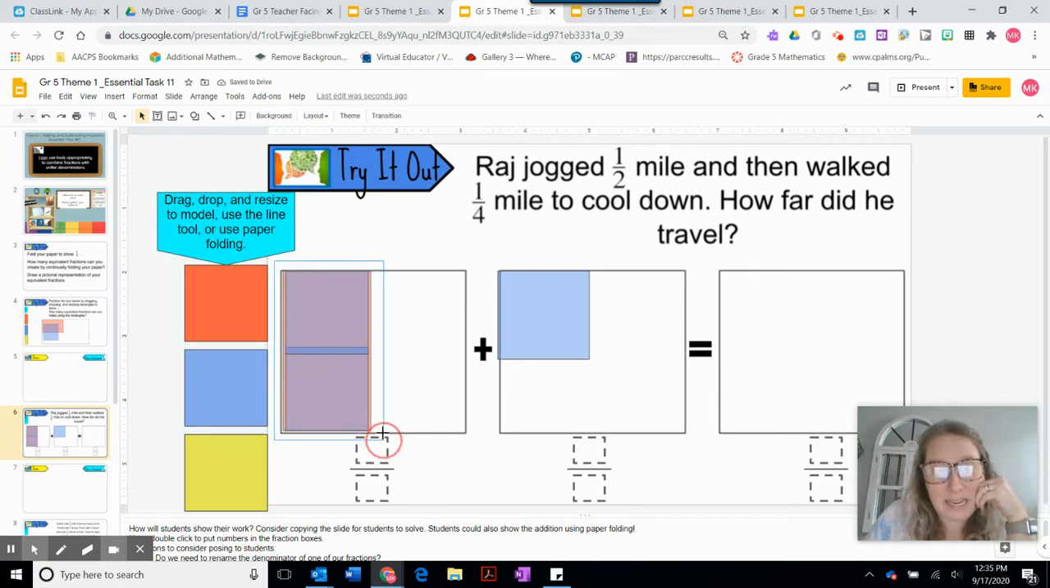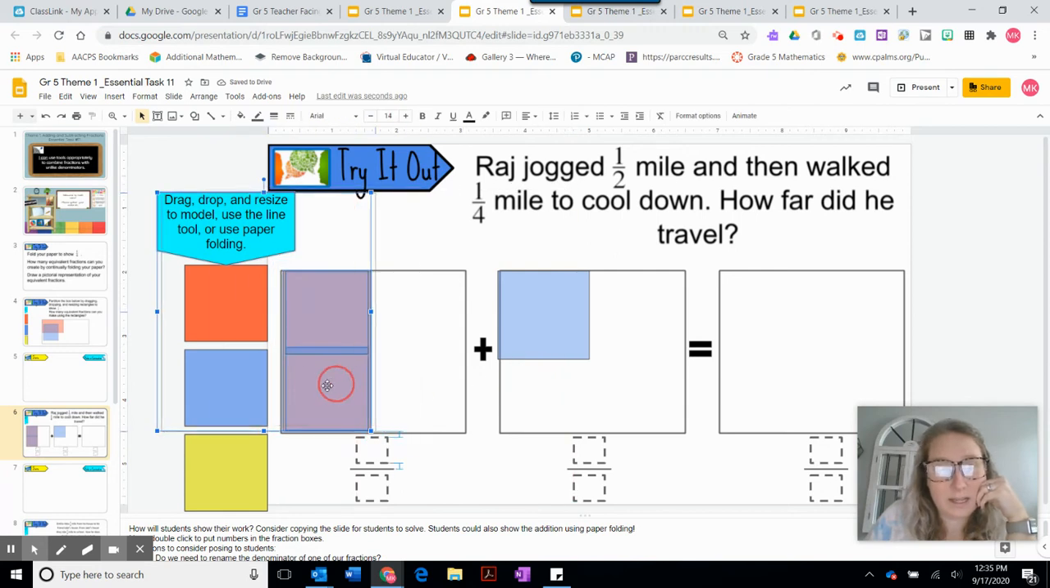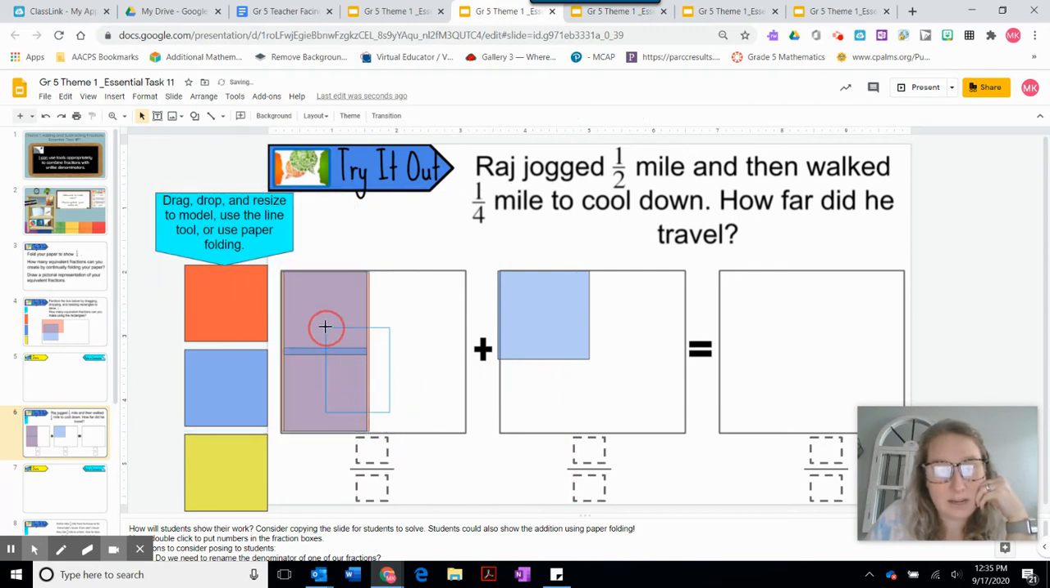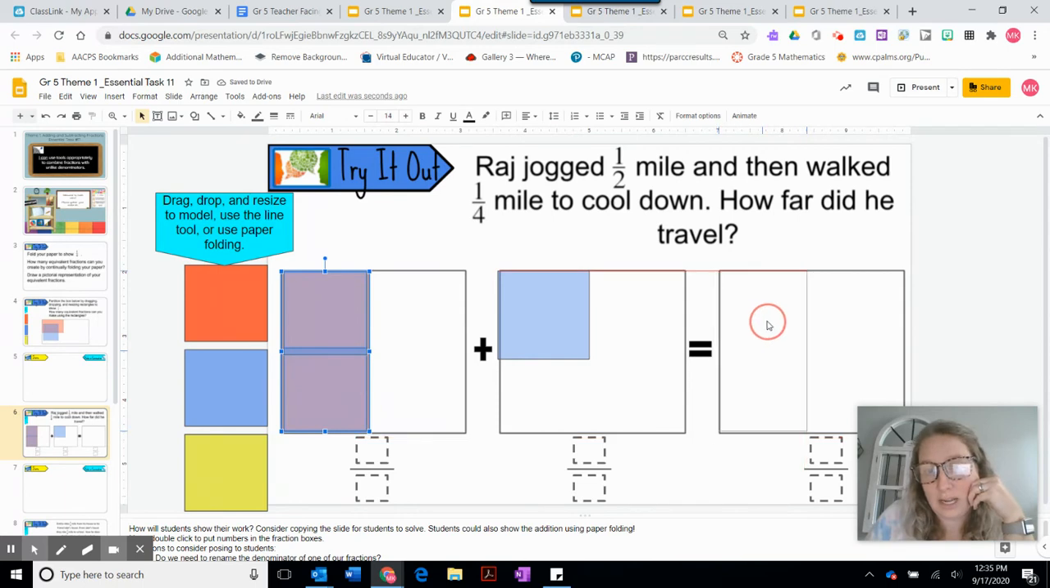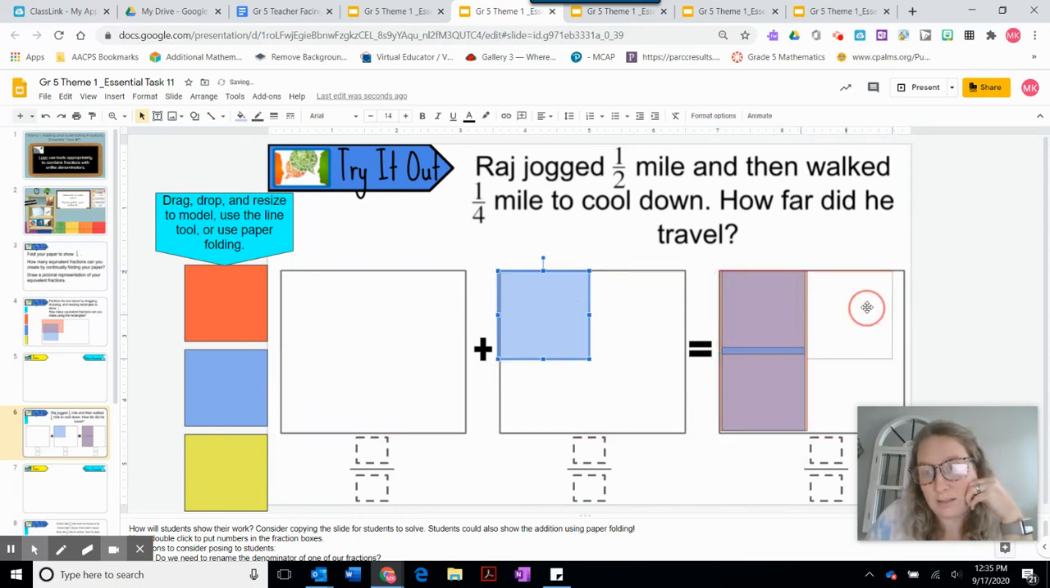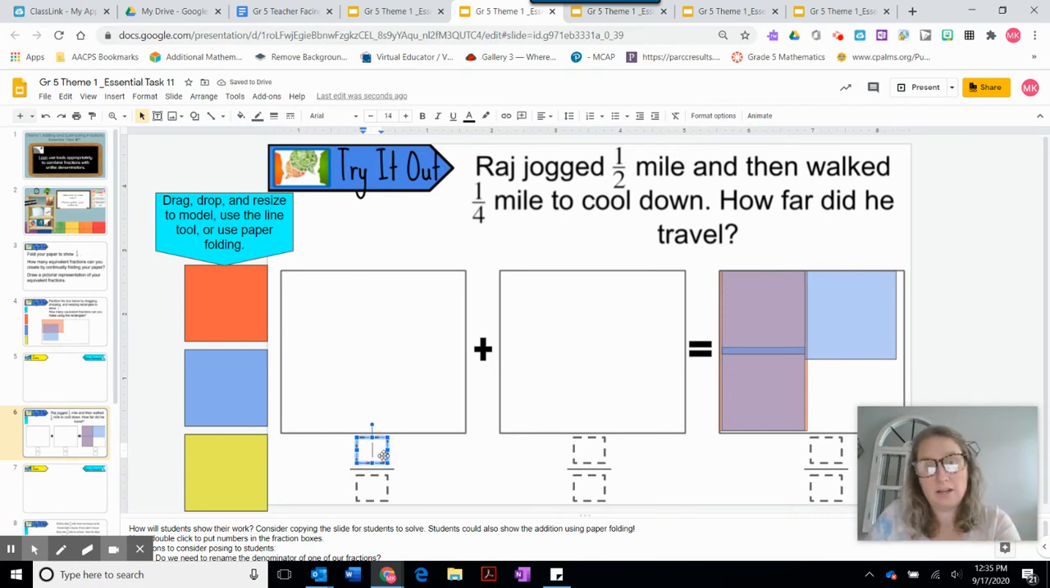And I could even take my work, whoops, I highlighted too much, sorry. I could take my work that I just made, drag it over. I can show my answer, that total sum. I can also type in here. So I did have 1/2, but I know that that's equivalent to 2 fourths. I kept my 1/4 here. And I can see that this equals 3 fourths.